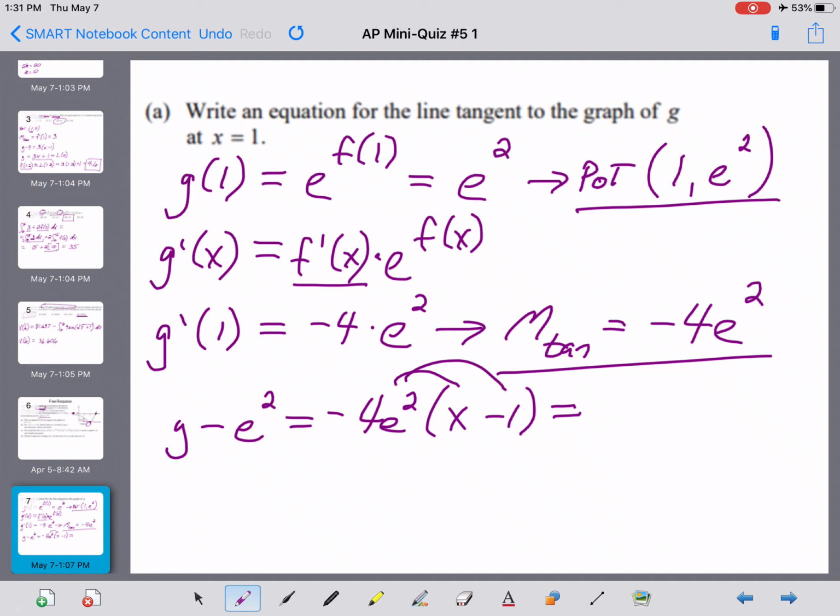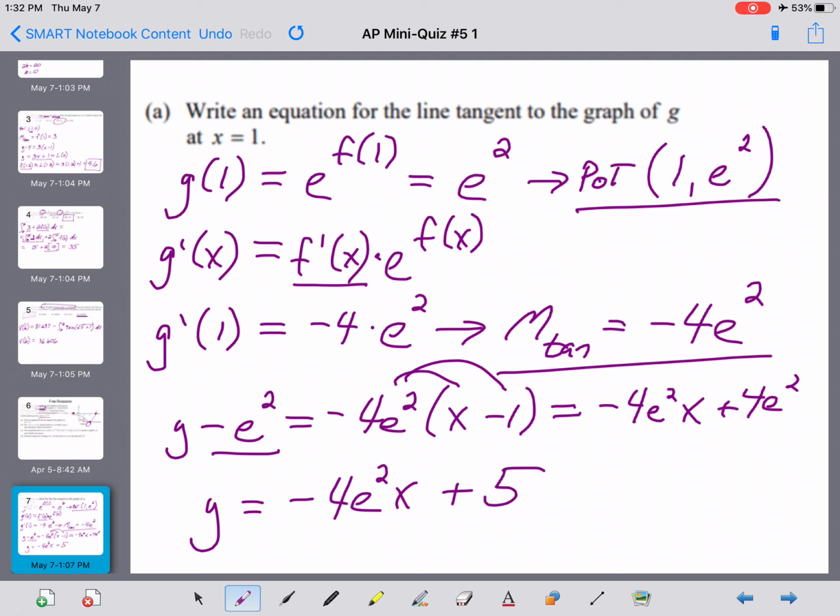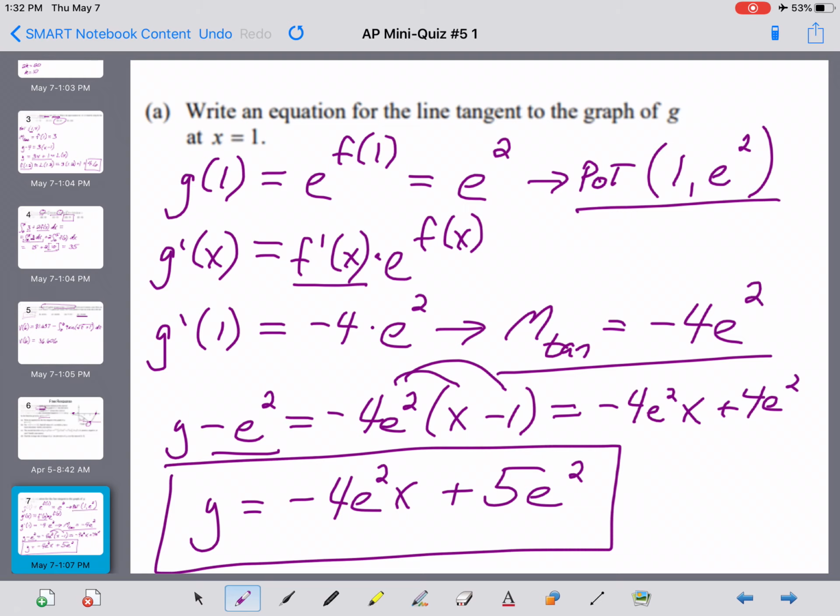So I'm going to distribute that here on this right side and get a negative 4 e squared multiplied by an x, and then we've got a plus 4 e squared at the end of that. We're going to take this negative e squared and add it to the other side. So we're going to get y is equal to negative 4 e squared times x, and then adding that should get us a plus 5 e squared. And that should get us the equation of that tangent line.